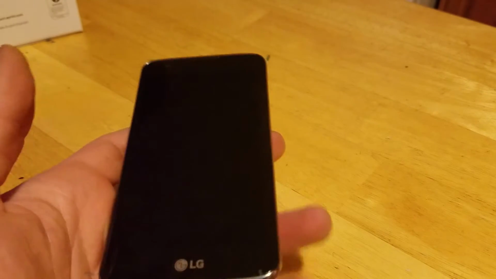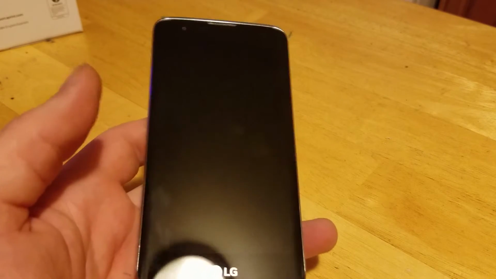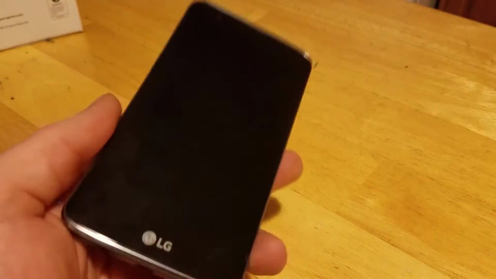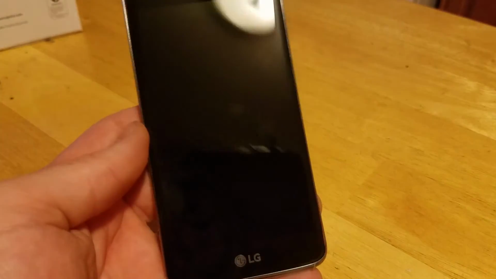Thanks for watching. This is the LG Tribute 5. I'm going to show you how to get in and out of safe mode on it, as well as tell you what the use for safe mode is. Safe mode does have a use. It's not just some annoying thing that accidentally happens on your phone.